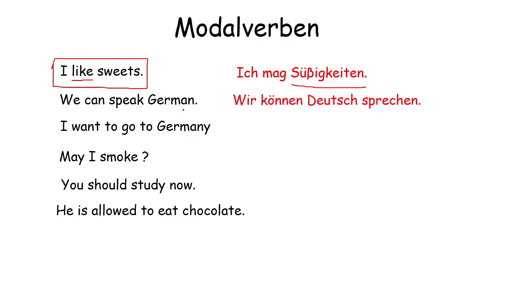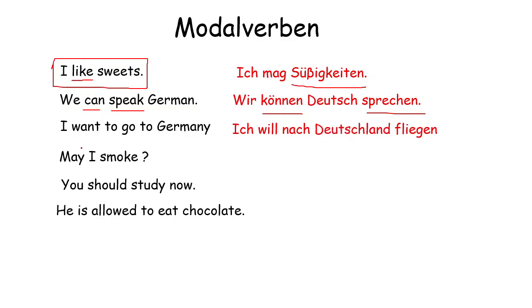We can speak German, so we have 2 verbs, can and speak. Speak will go at the end, like wir können Deutsch sprechen, the expression at the end, and it does not conjugate. I want to go to Germany. Here also we have 2 verbs, want to and go. Ich will, modal verb, conjugated with the subject, nach Deutschland, and the actual verb goes at the end in infinitive form.